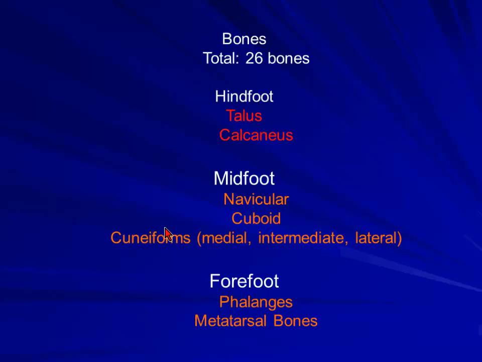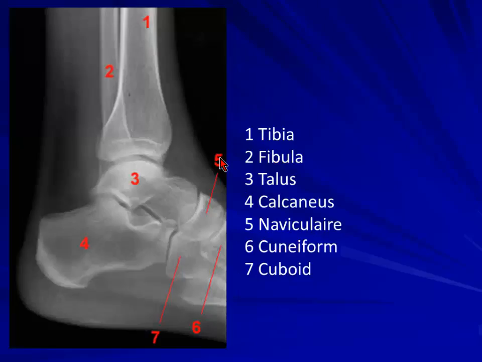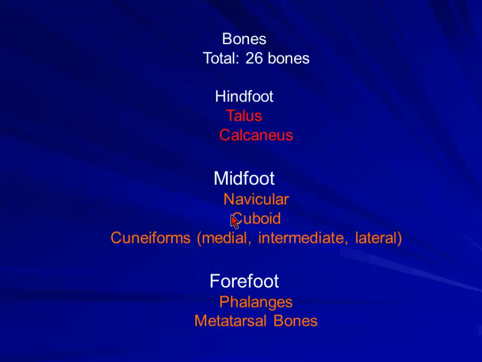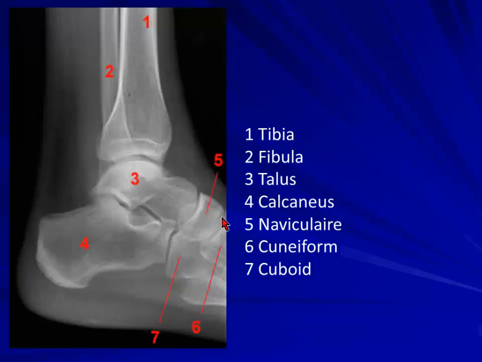So bones, you've got 26 bones in the feet. We say hind, mid, and fore. So the hindfoot is talus and calcaneus. So talus and calcaneus up to here is the hindfoot. The midfoot is the navicular and cuboid. So these two parts are mid.